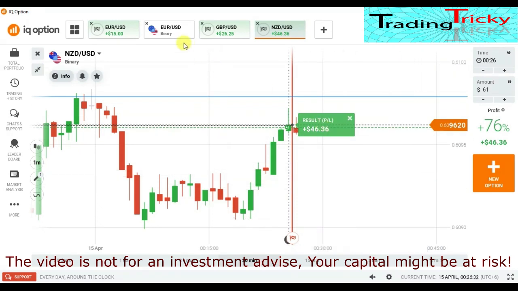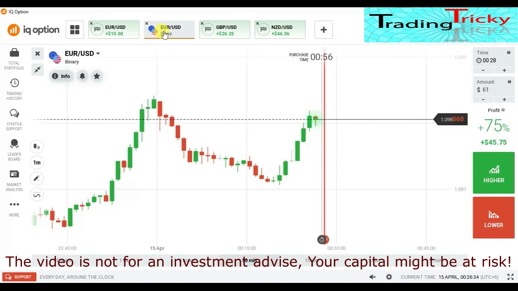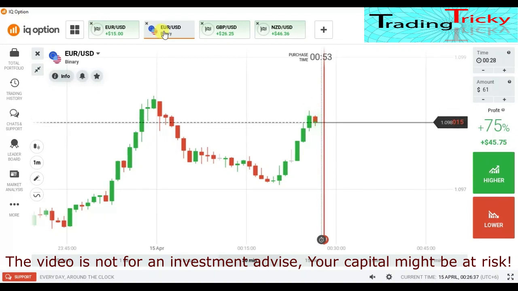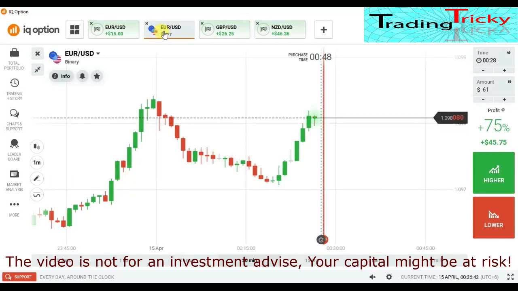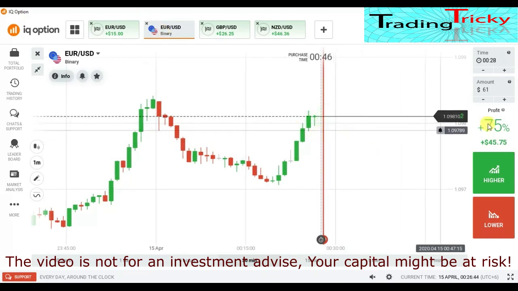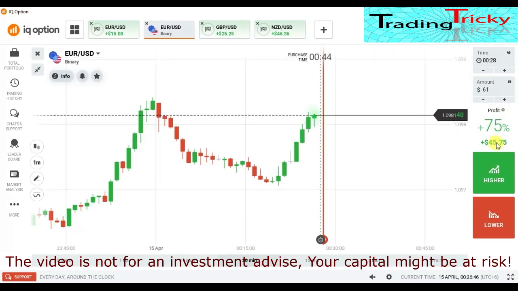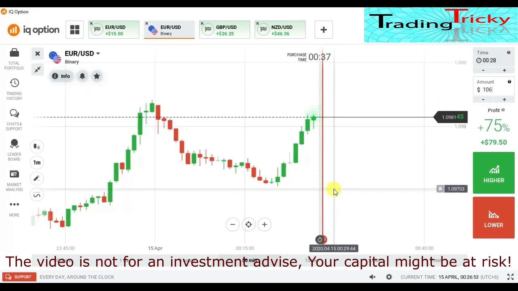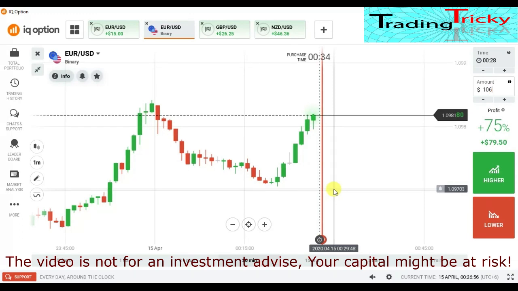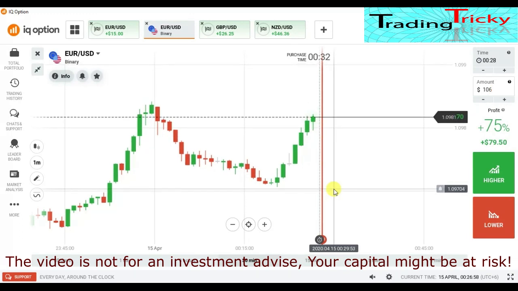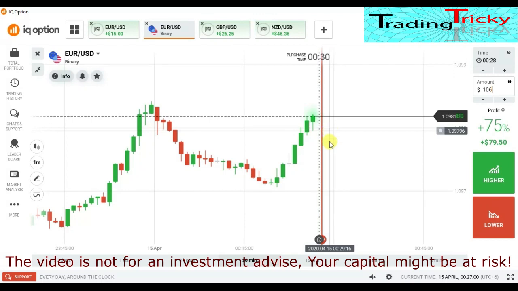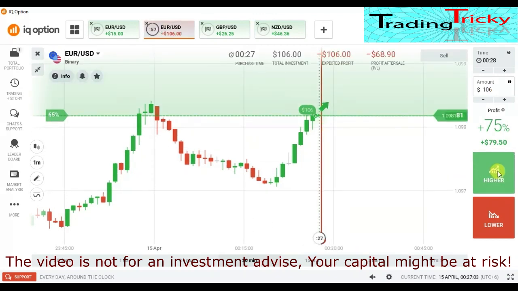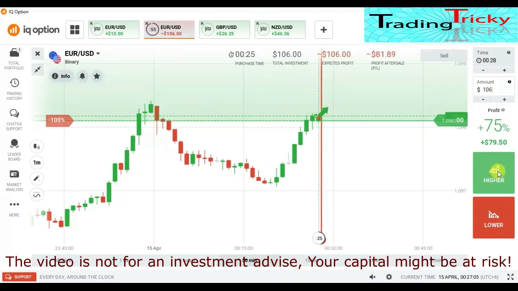I think this is enough, but I'll try one more trade if I get a good candle. Otherwise I'll leave it. 61, 40, 106. Okay. I have placed a higher option again.